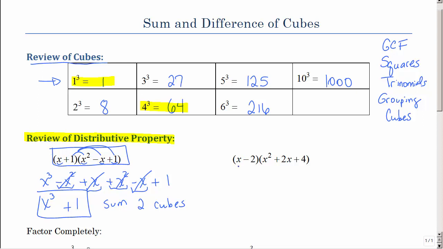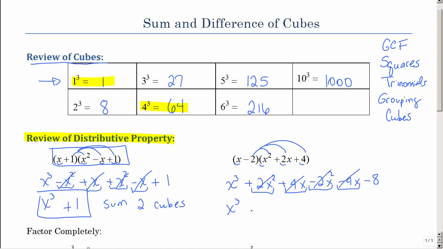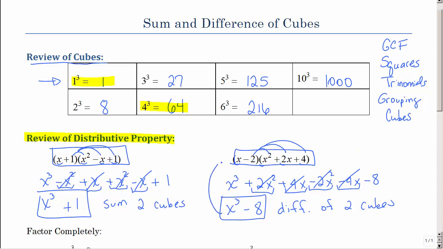What about this one? If I use our distributive property and multiply all of those times x, then multiply everything by negative 2, and collect like terms, I would have a positive 2x squared and a minus 2x squared, a positive 4x and a negative 4x, and a minus 8. This would be what's called the difference of two cubes. Look at where it came from. So again, when we are factoring, we're going to take these answers and go back to here.